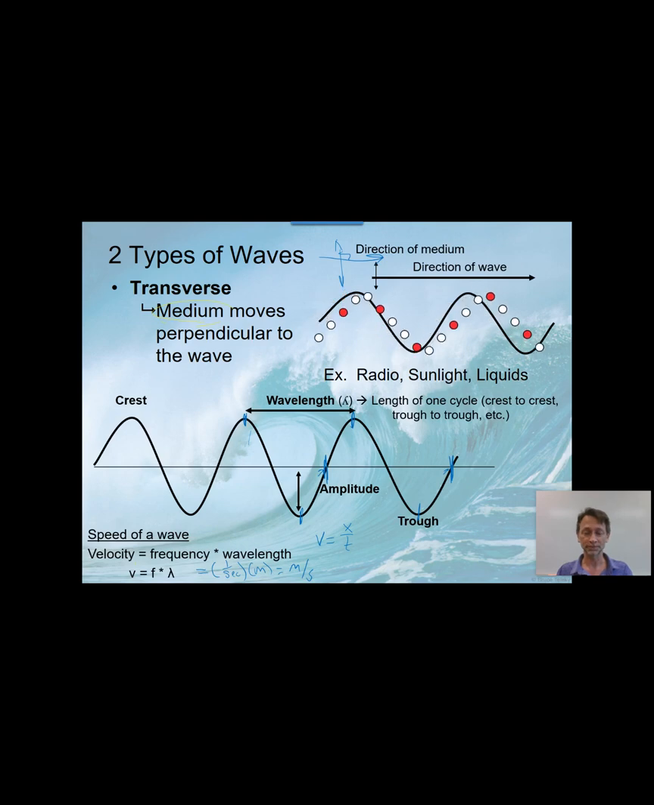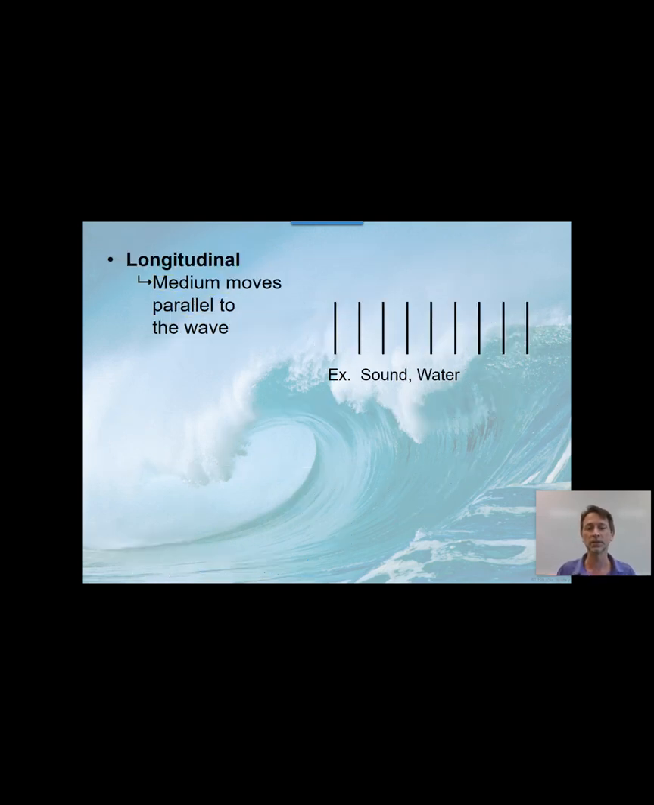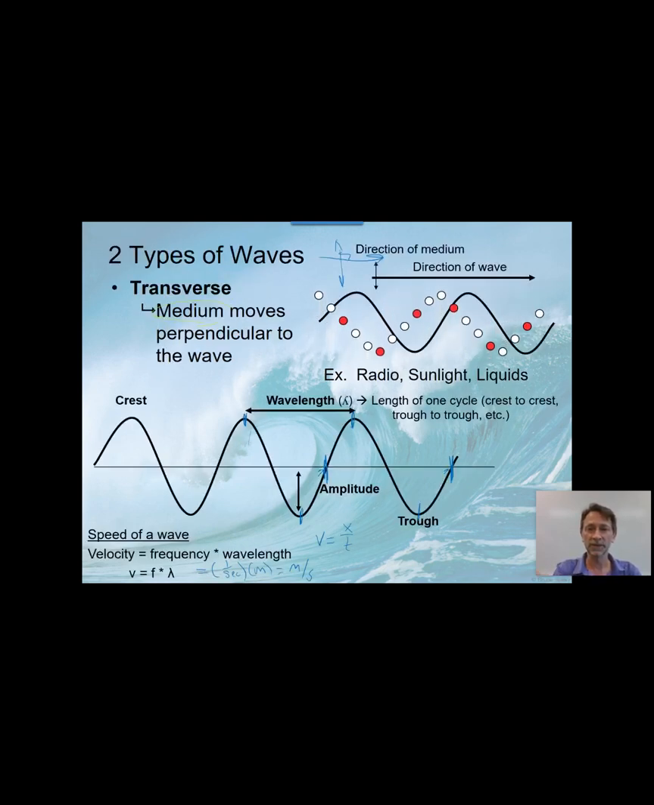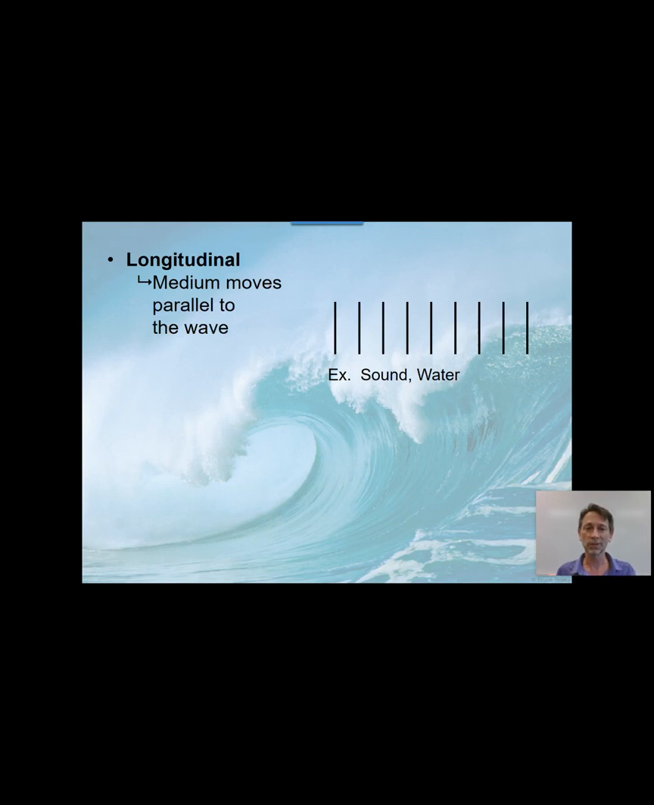Okay, now that's the first kind of wave. That's a transverse wave. The second kind of wave is a longitudinal wave. So think through, if this one has the wave going to the right, but the molecules are moving up and down, or perpendicular to the wave, what's our second one going to be? It's probably going to be the other way. It's where the medium moves parallel to the wave.